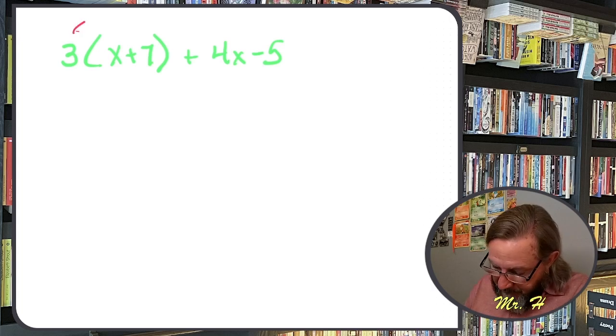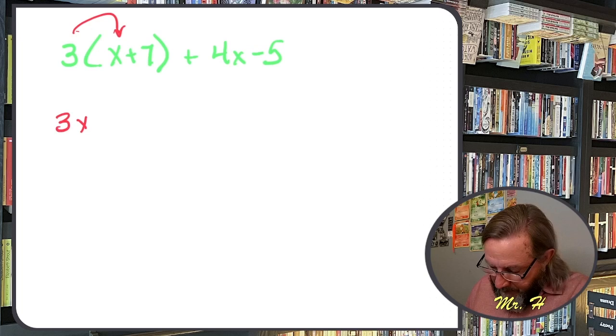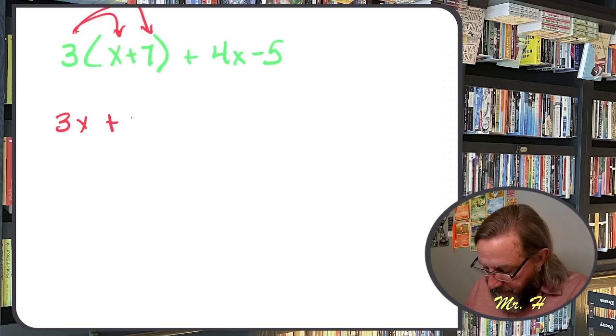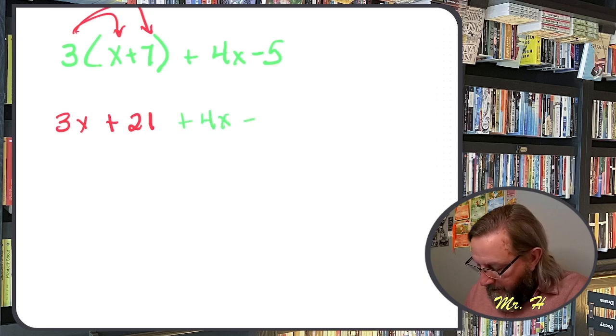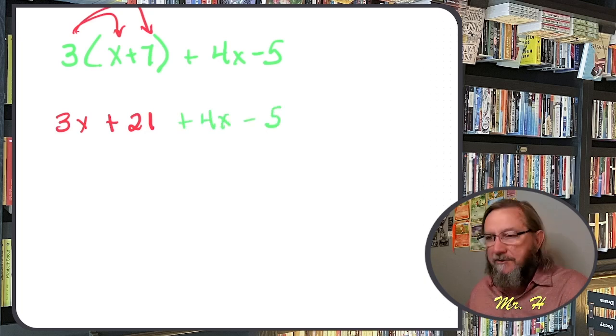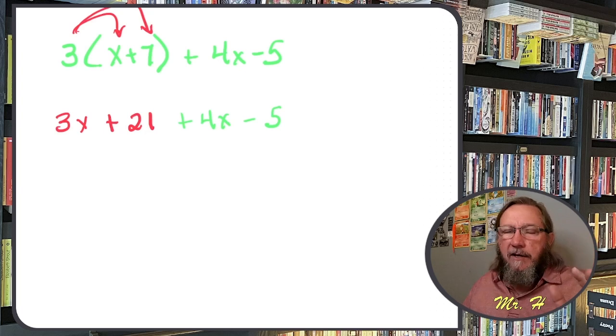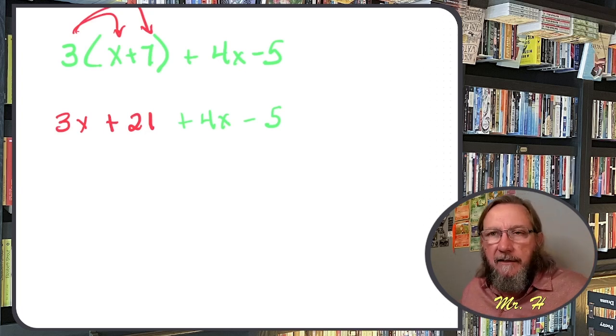We're going to take this 3 and multiply it times x. I'm going to get 3x. I'm going to take the 3 and multiply it times 7. I'm going to get 21. 21 is positive, so it's plus 21. And then over here, I've got the plus 4x because that doesn't change, and the minus 5, that doesn't change. They're just sort of hanging out waiting for all the distribution to get taken care of.